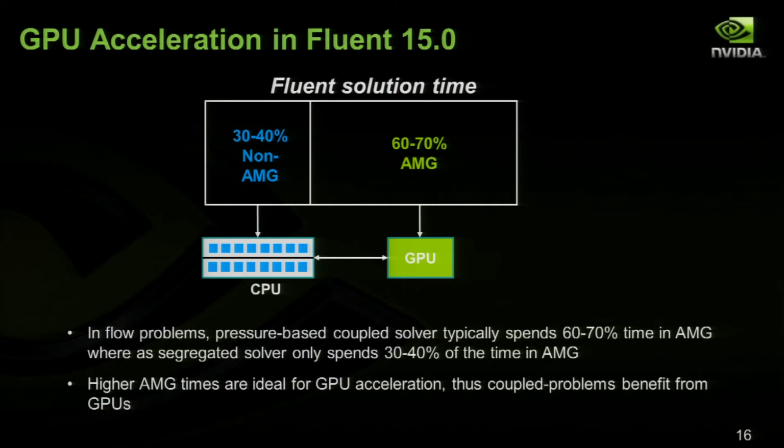But when it comes to the segregated solver, only 30 to 40% of the time goes to the GPU. So you don't see much benefit of using a segregated solver with GPUs in version 15, at least. We are actually working closely with ANSYS on coming up with a way of accelerating the segregated solver.